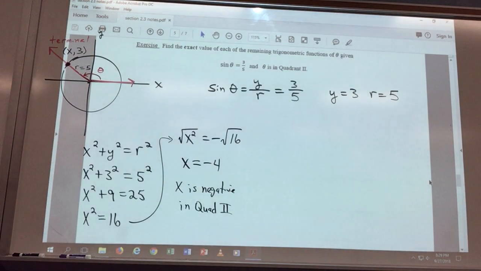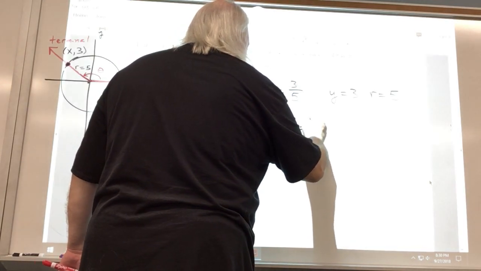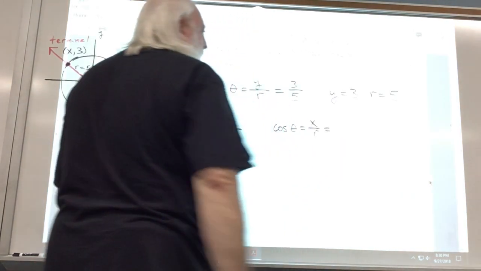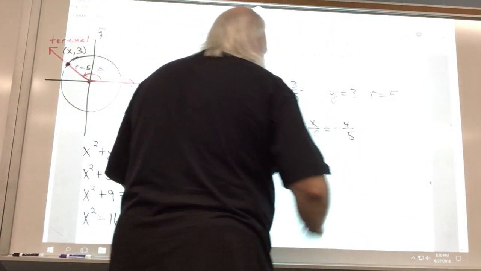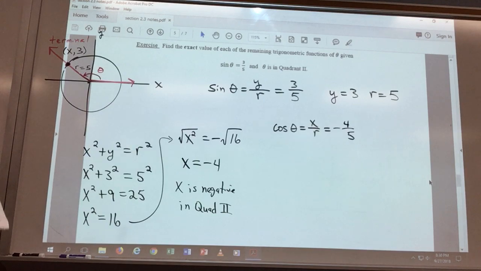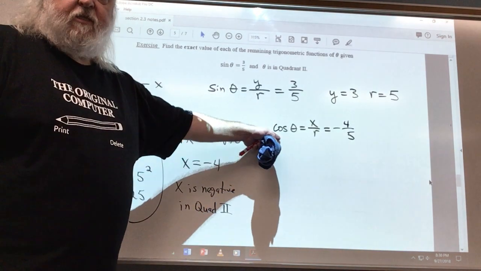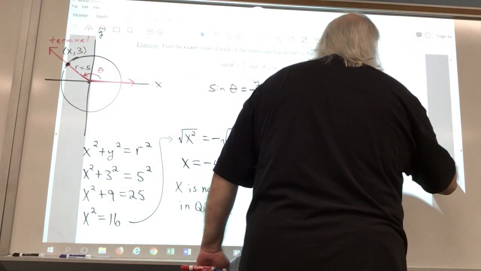And now that we know x, y, and r, you have to use the modified definition of the 6 trigonometric functions of theta to finish the problem. Cosine theta is equal to x over r. X is minus 4, and r is 5. So cosine theta is equal to minus 4/5 in this case. Well, secant is the reciprocal of cosine, and the reciprocal of minus 4/5 is minus 5/4.